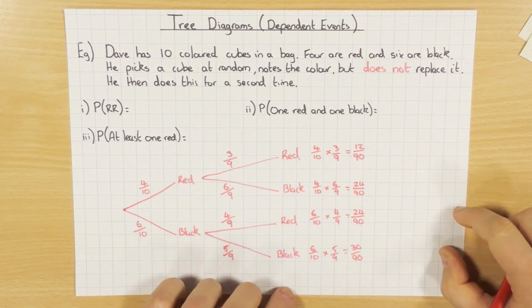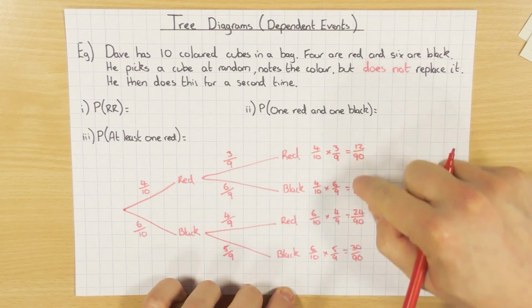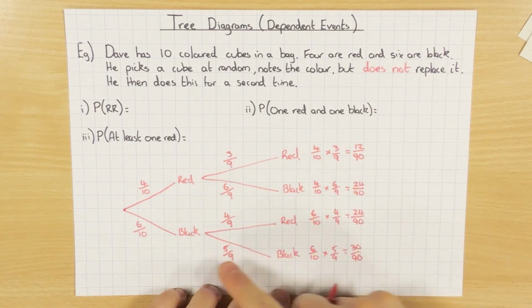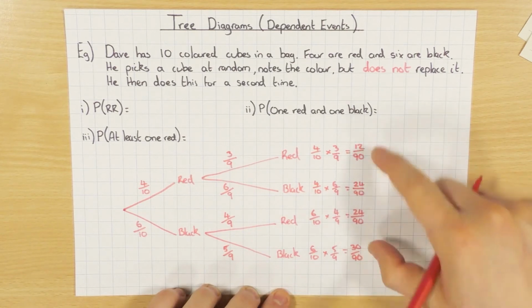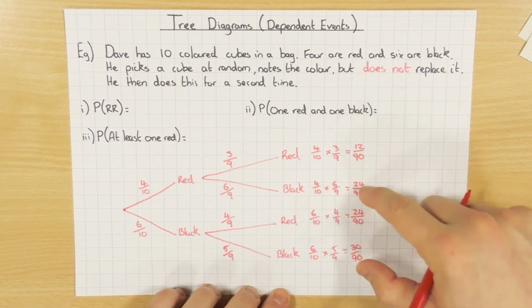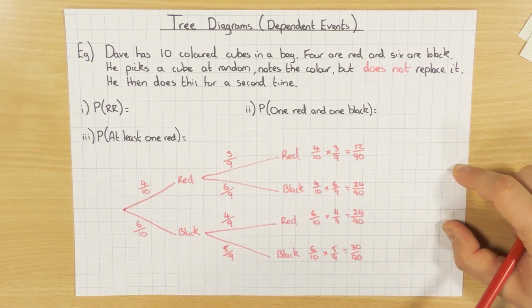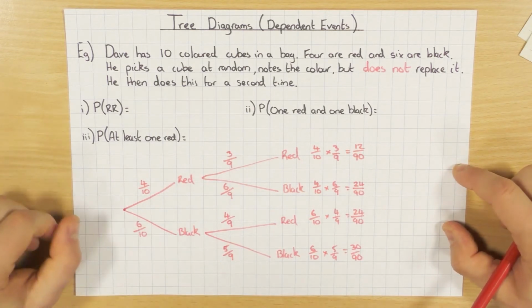So there are all the different possibilities, and just as before, these are all the possible outcomes, so they should all add up to 1. If you add these up, you get 90 over 90, which simplifies to 1. Okay, so there's our tree diagram.